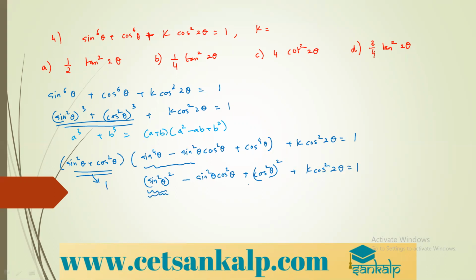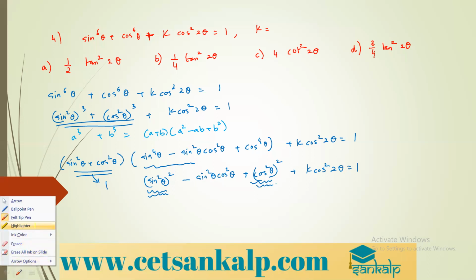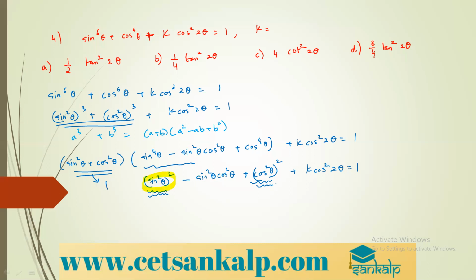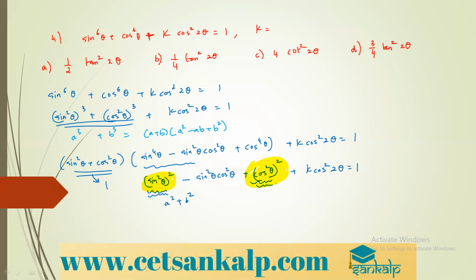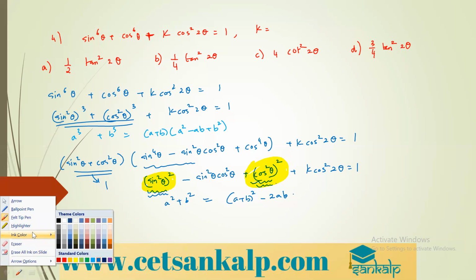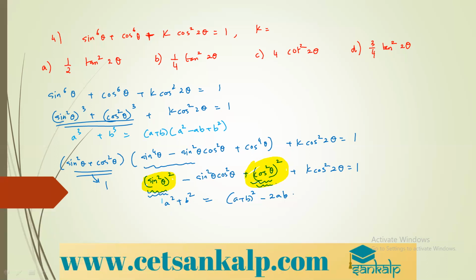Now, sine square theta whole square and cos square theta whole square, I am taking only these two terms and I will use a formula. The formula I will be using here is a square plus b square is a plus b whole square minus 2ab. I will highlight this. This is the formula I will be using.